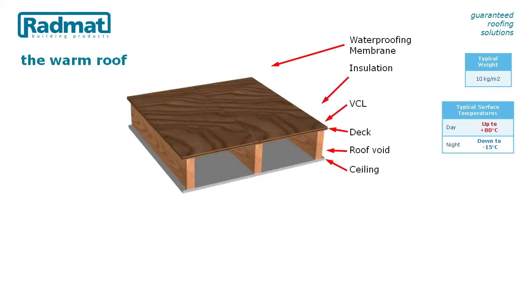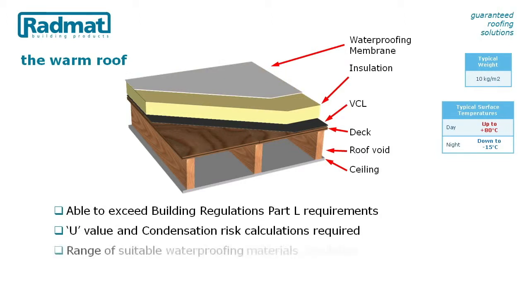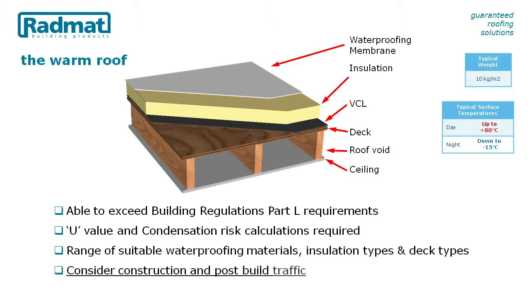A warm roof uses insulation above the structural deck. The waterproof covering is placed above the insulation and a vapor control layer is placed below the insulation. Unlike the cold roof, there is no risk of condensation occurring within the structure. However, the risk of condensation between the vapor control layer and the membrane must be calculated in accordance with BS 5250/2011 Code of Practice for Control of Condensation in Buildings.